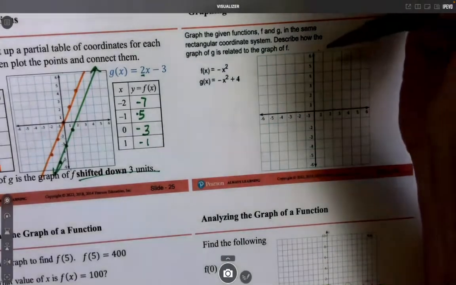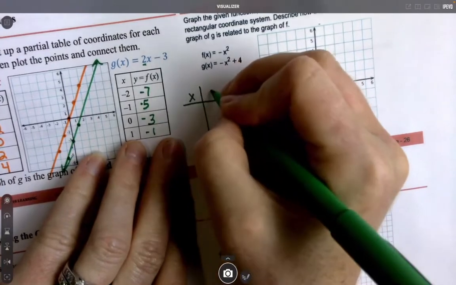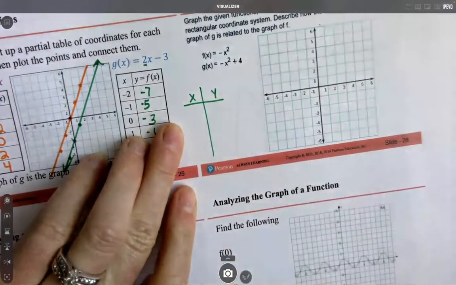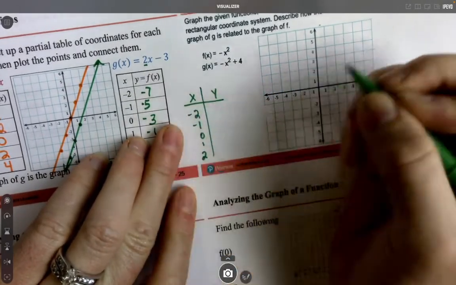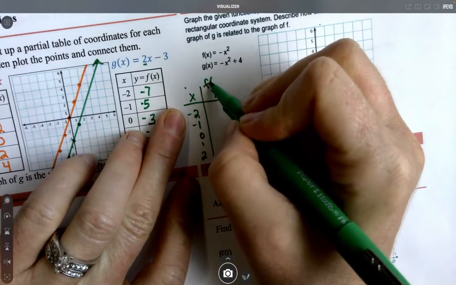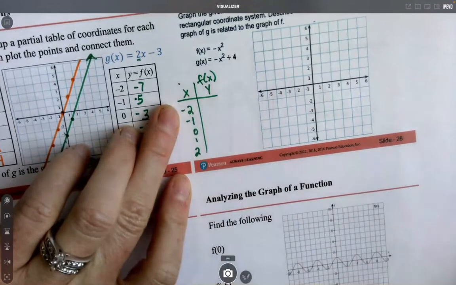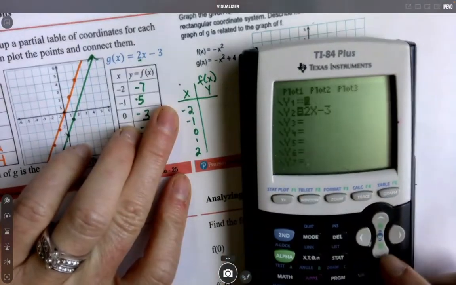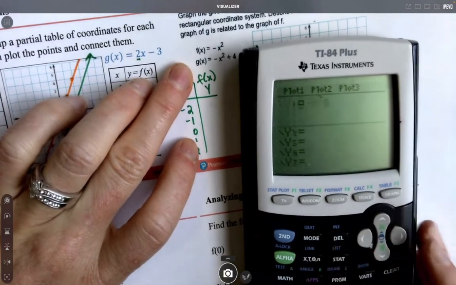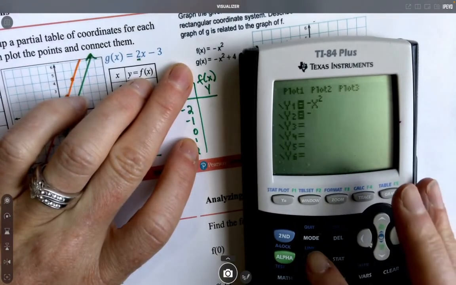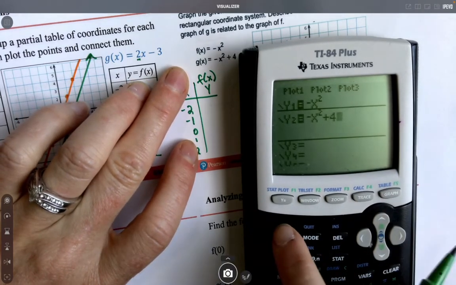Graph the following functions, f and g. Describe how they're related. So x, y. I can plug in -2, -1, 0, 1, and 2. And this will be for my f of x. So I would plug in a -2. I'm going to go ahead and just put it in here. So this would be -x squared. This one would be -x squared plus 4. I do want to just do the first one though.